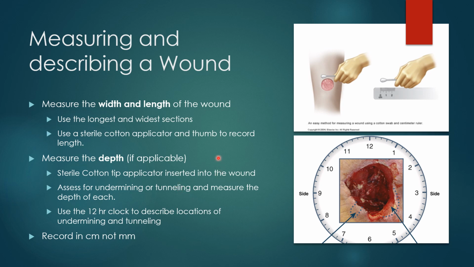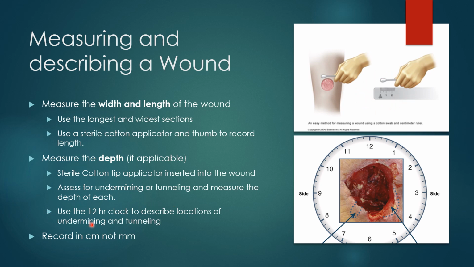We want to look at the depth of the wound, if it is applicable. And we'll also do that using a sterile cotton tip applicator. So we're going to insert that into the wound. So the cotton tip goes into the wound, and then using our thumb to mark the level of the skin, pulling it out, and then comparing that to the ruler as well.